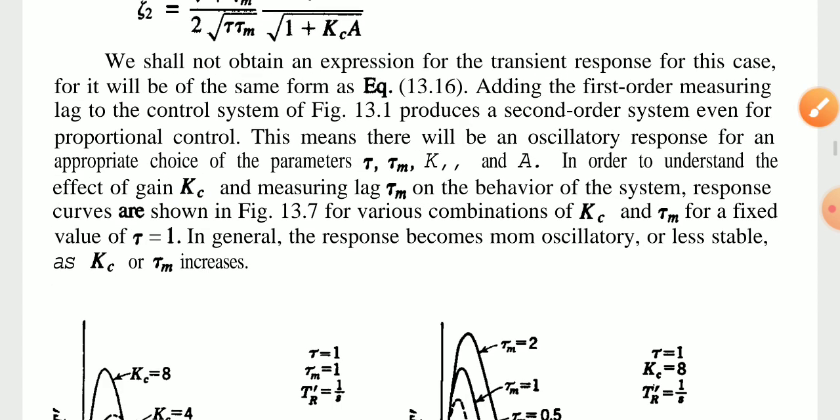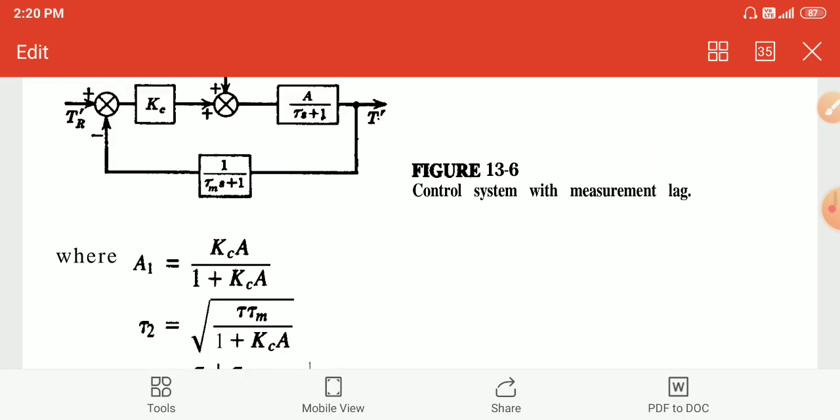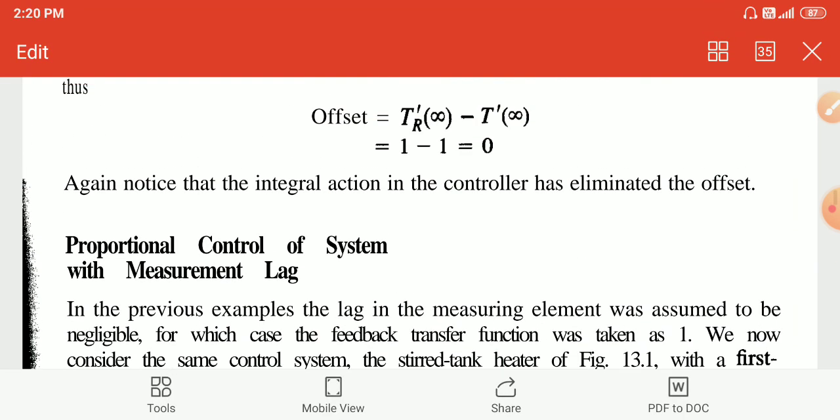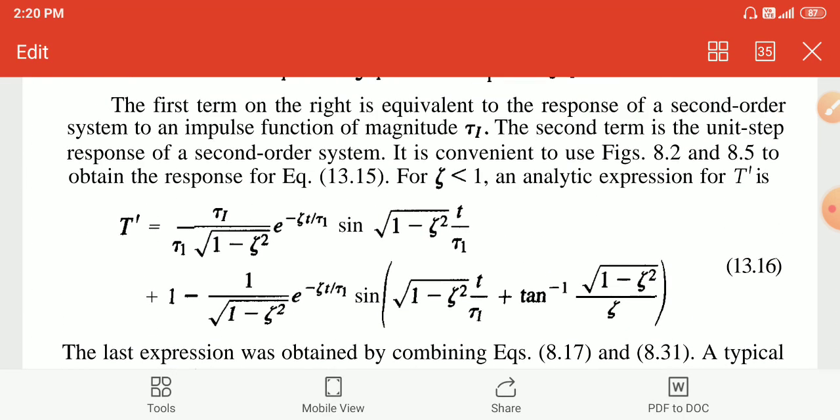Right, now let us see the main discussion part, then we will see the figure part. We shall not obtain an expression for the transient response for these cases, for it will be of the same form as equation 13.16, which we have seen earlier. Equation 13.16 is there for a simple response of these.